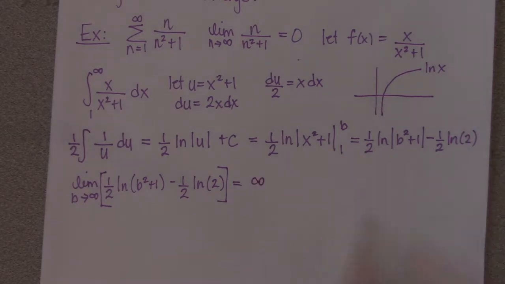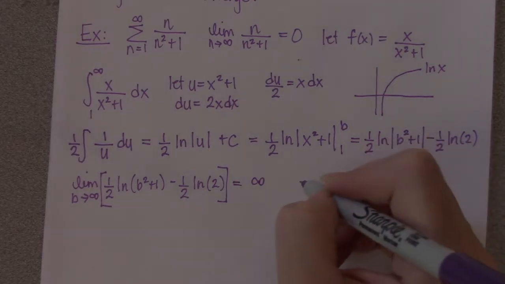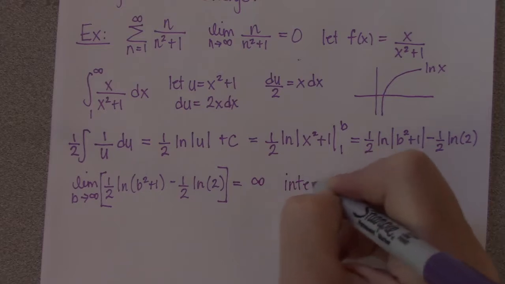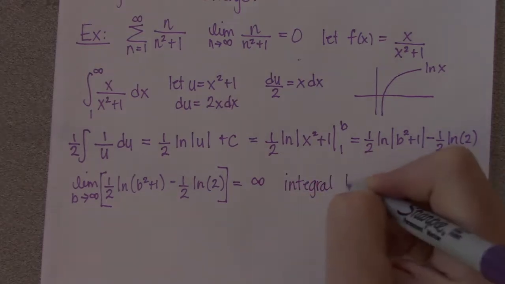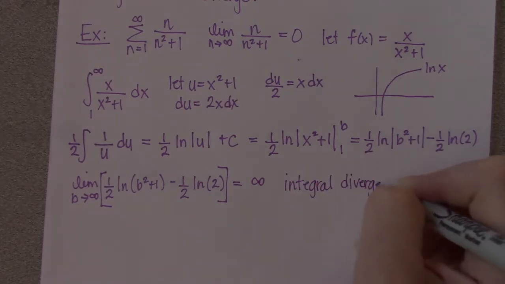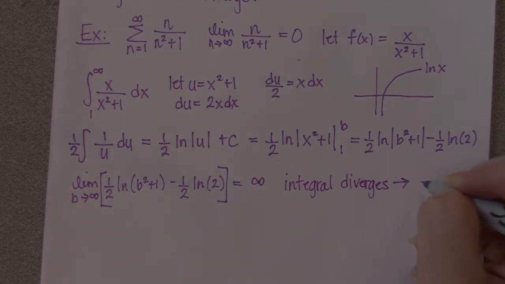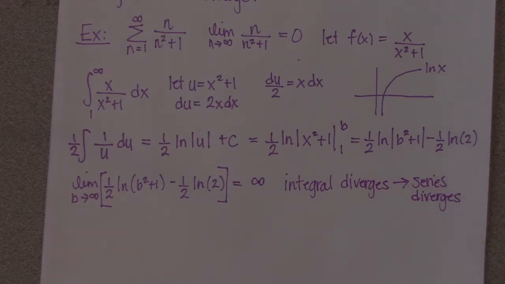So this equals infinity. So what this means is when we integrated this function, it means the area under the function was infinite, okay? So remember, infinity, when it comes out as a limit, means the limit does not exist. So we would say that the integral diverges, and according to the integral test, that means the series also diverges. So the integral and the series will behave the same way.